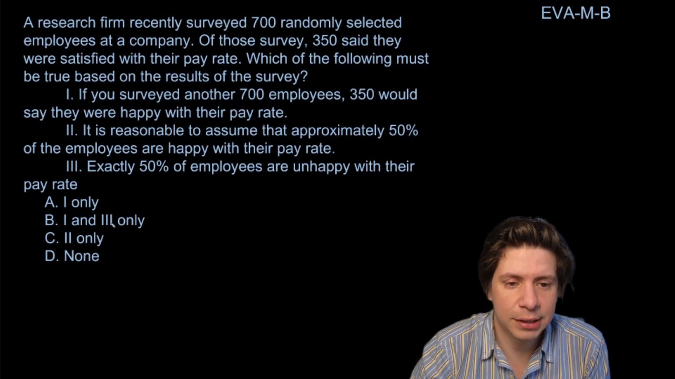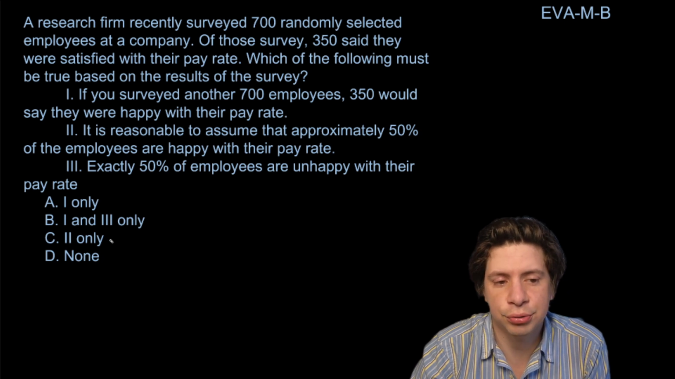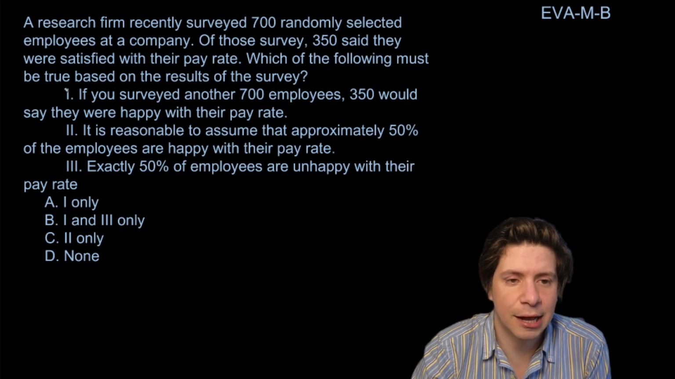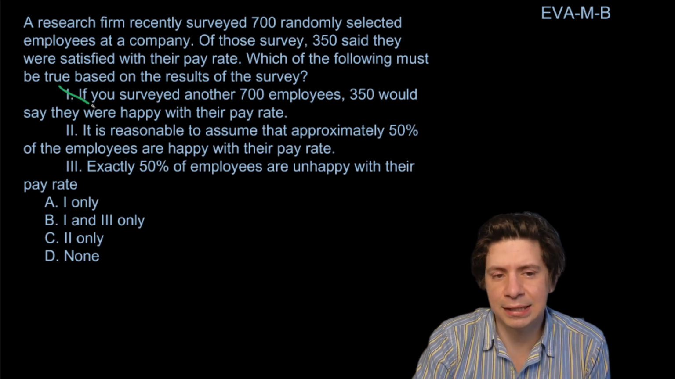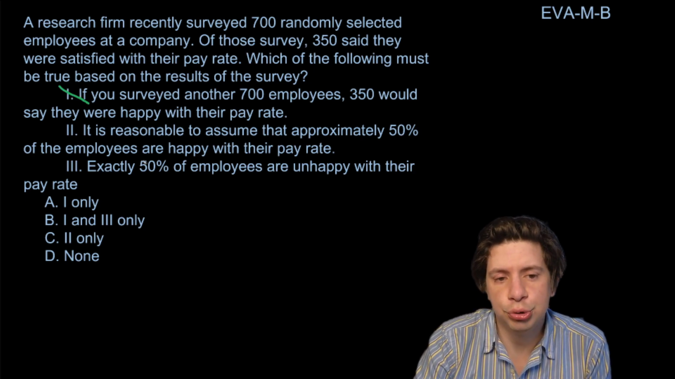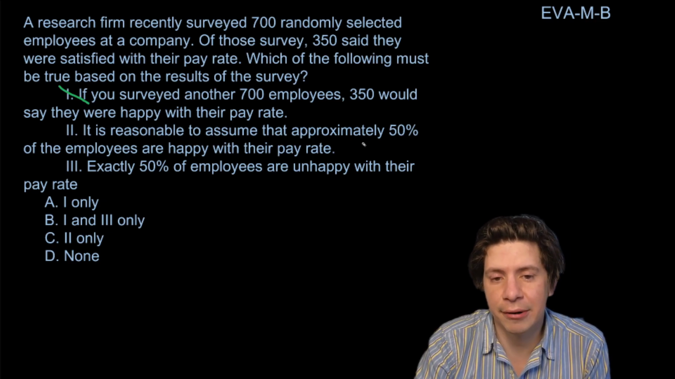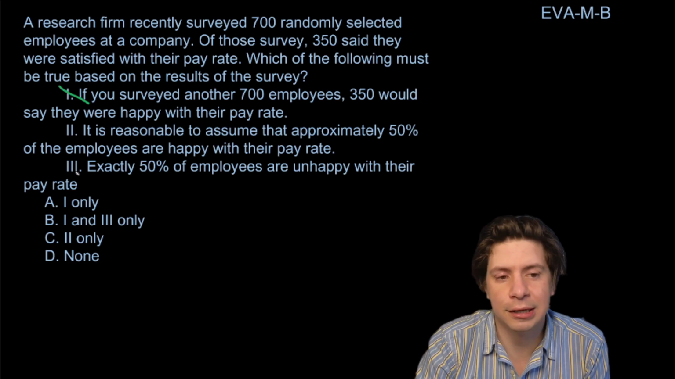So is it 1 only? Is it 1 and 3 only? Is it 2 only? Or is it none? So with 1, if you surveyed another 700, 350 would say they were happy. Again, that's being precise. We don't want that. 2, it is reasonable to assume that approximately 50% of the employees are happy with their pay rate. That seems like a good choice, so we'll keep it alive.